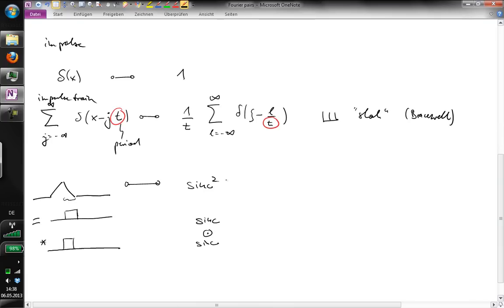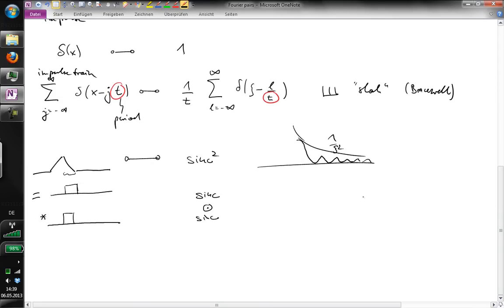which gives you a sinc squared, which if you draw it, looks something like this. So still decaying, as 1 over xi squared this time. Faster decay and all positive this time because I've been squaring.